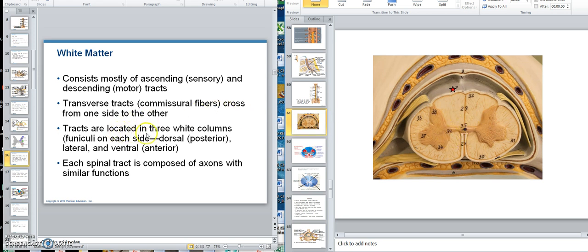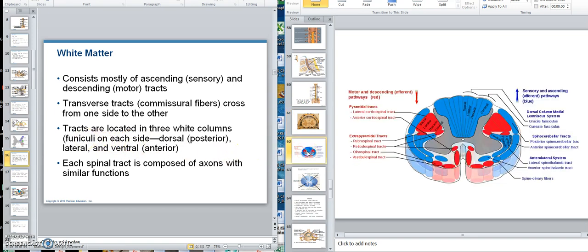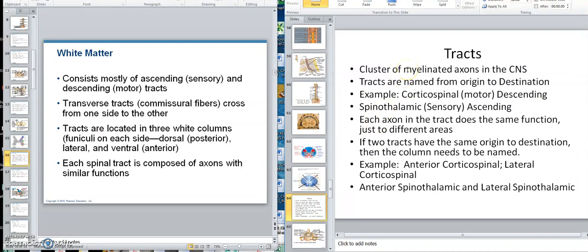Okay? Tracts are located in the 3 white columns. Also, these columns can be called funiculi, which is like a ribbon. But most will just call them columns, but you can call them funiculi. Each spinal tract is composed of axons with similar functions. They do similar things. So the white matter again is out here. Here is showing the gray, and out here is the white, and it's thrown into tracts. All right, let's talk about tracts again. A tract is a myelinated axon cluster in the central nervous system.